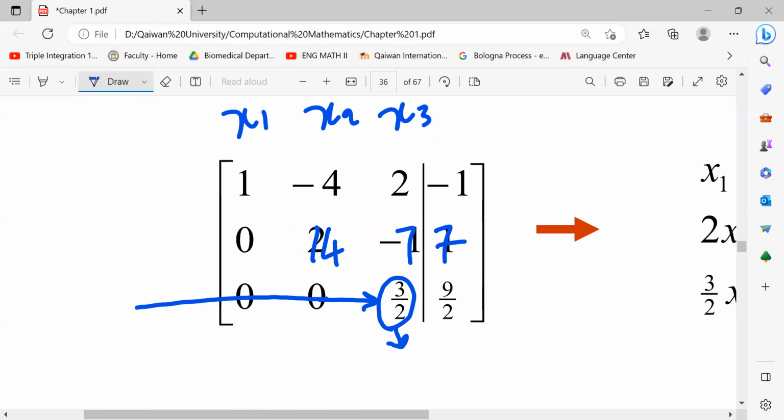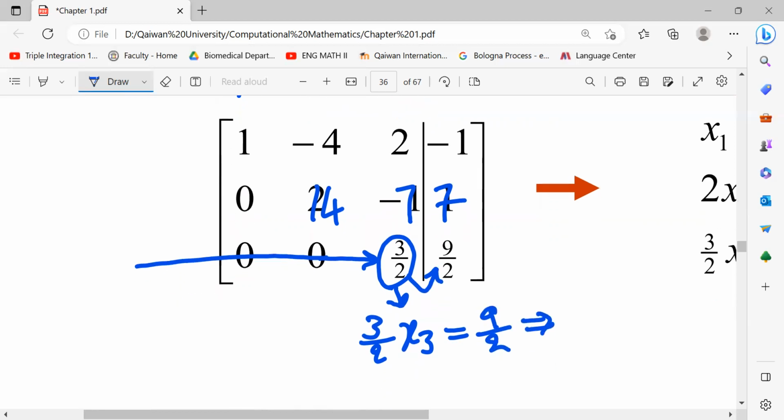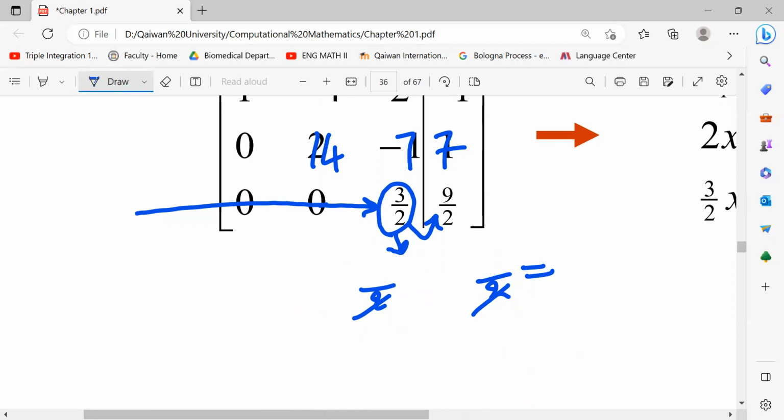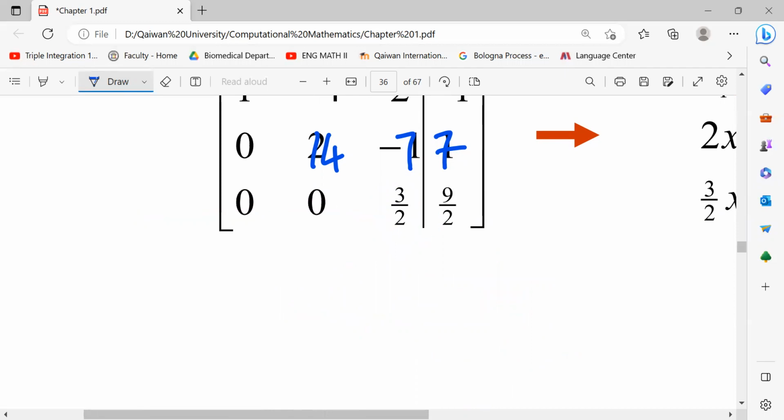This is the coefficient of which of the variables? x3, is it? So here you have 0x1 plus 0x2 plus 3 over 2 x3 is equal to what? To 9 over 2. And so you can multiply both sides of the equation by 2. These two are constant. So we get 3x3 is equal to 9. So what's x3? We divide both sides by 3. So x3 is 3. You get that? x3 is 3. We find it.